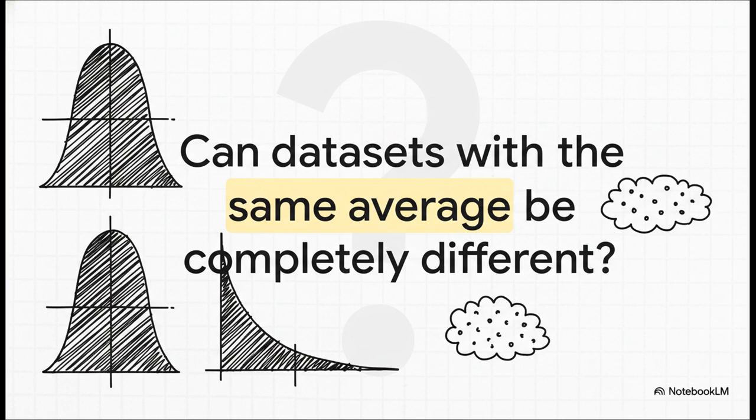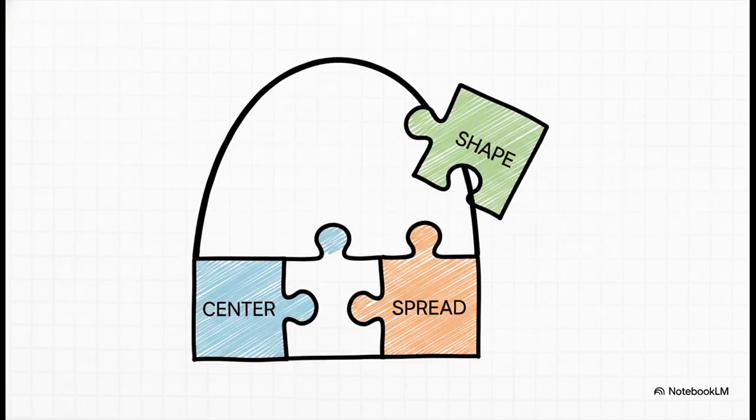Imagine you have two sets of data. They have the exact same average and the exact same standard deviation, the same spread. So they must be pretty similar, right? Is it even possible for them to be telling completely different stories? The answer is absolutely yes, and it's not even close.